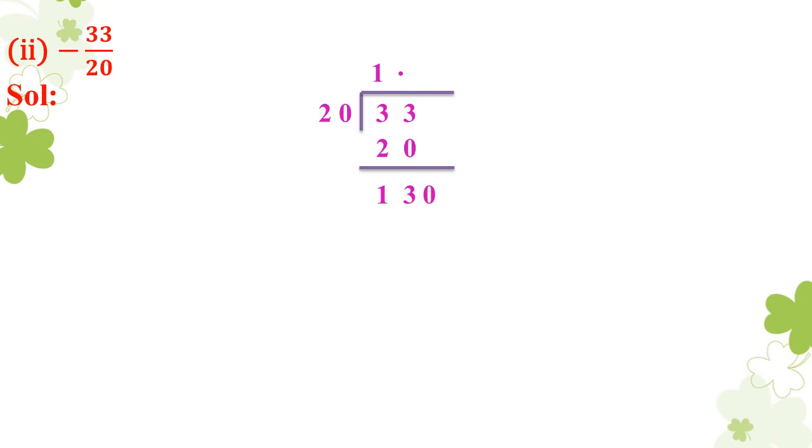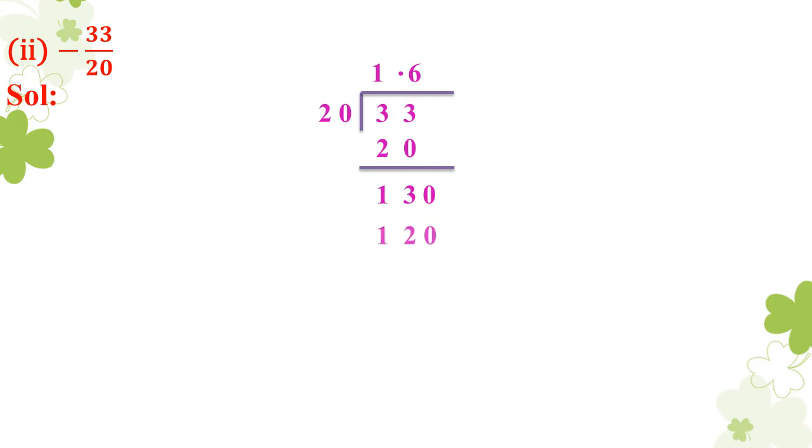Let's see another example of a terminating decimal, minus 33 divided by 20. Let's divide 33 by 20. 1 20 is 20. Now 33 minus 20, we get the remainder 13. Now we cannot divide 13 by 20 since 13 is smaller than 20. So we add 0 and put the point in the quotient.